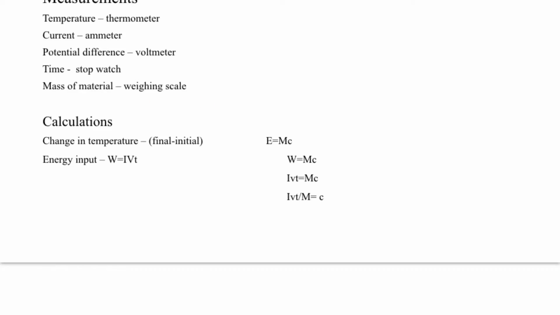The calculations that need to be done to calculate the specific heat capacity: the change in temperature is the final temperature minus the initial temperature. The energy input W is IVt, current times voltage times time, a G482 equation. Here are the rearrangements of the equation. E is equal to W, and W is mcΔθ. IVt is equal to mcΔθ. IVt over mΔθ is equal to c.